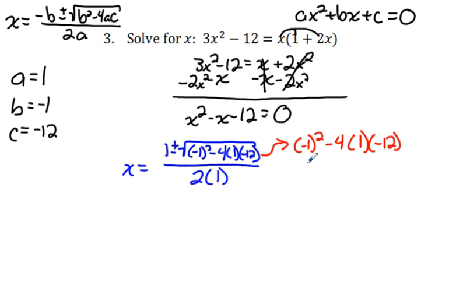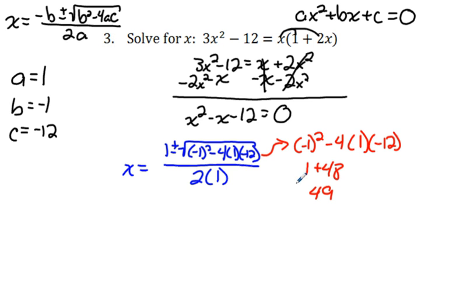So negative 1 squared is 1. Negative 4 times 1 times negative 12 is the same thing as negative 4 times negative 12. So 4 times 2 is 8. 4 times 1 is 4. And since it's a negative times a negative, we have a positive. 1 plus 48 is 49.